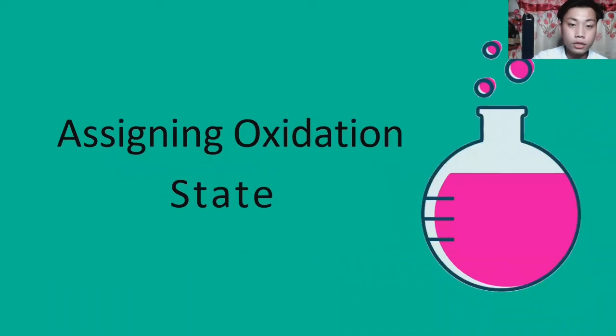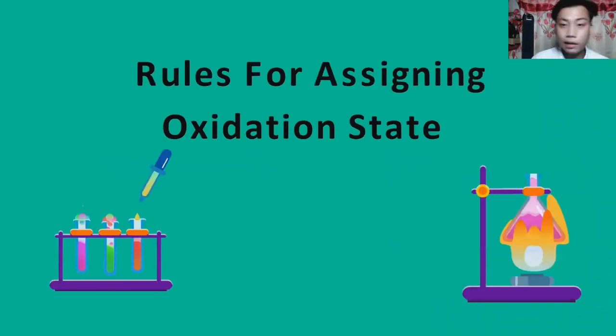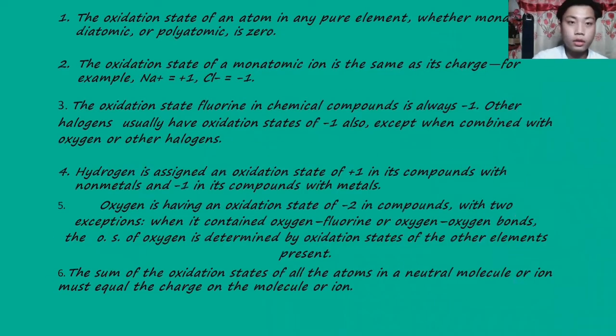For assigning oxidation states, the first rule is that the oxidation state of an atom in any pure element, whether monatomic, diatomic, or polyatomic, is always zero. The oxidation state of a monatomic ion is the same as its charge. For example, sodium is +1 and chlorine is -1. The oxidation state of fluorine in chemical compounds is always -1, and this is also true for the halogens, except when combined with oxygen and other halogens.